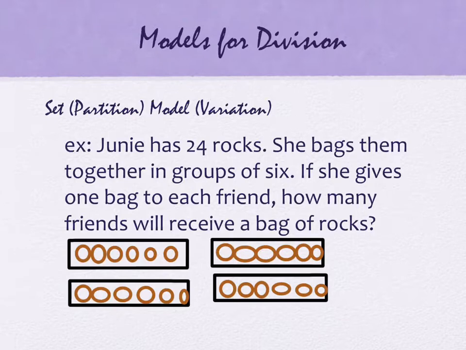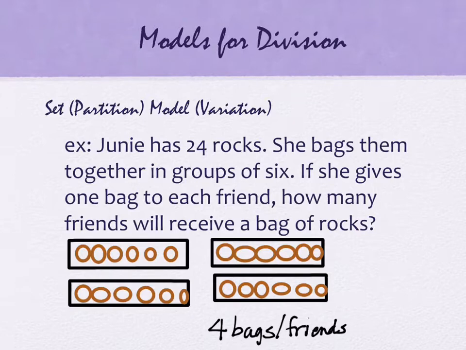But now the question is, how many friends or how many bags did I create for my friends? And the answer again is 4, right? But it's not 4 rocks in this case. It would be 4 bags or 4 friends, depending on how you're thinking about the question. But there's 4 groups. I end up with 4 groups in this way by fixing the number of, in this case, rocks per group.